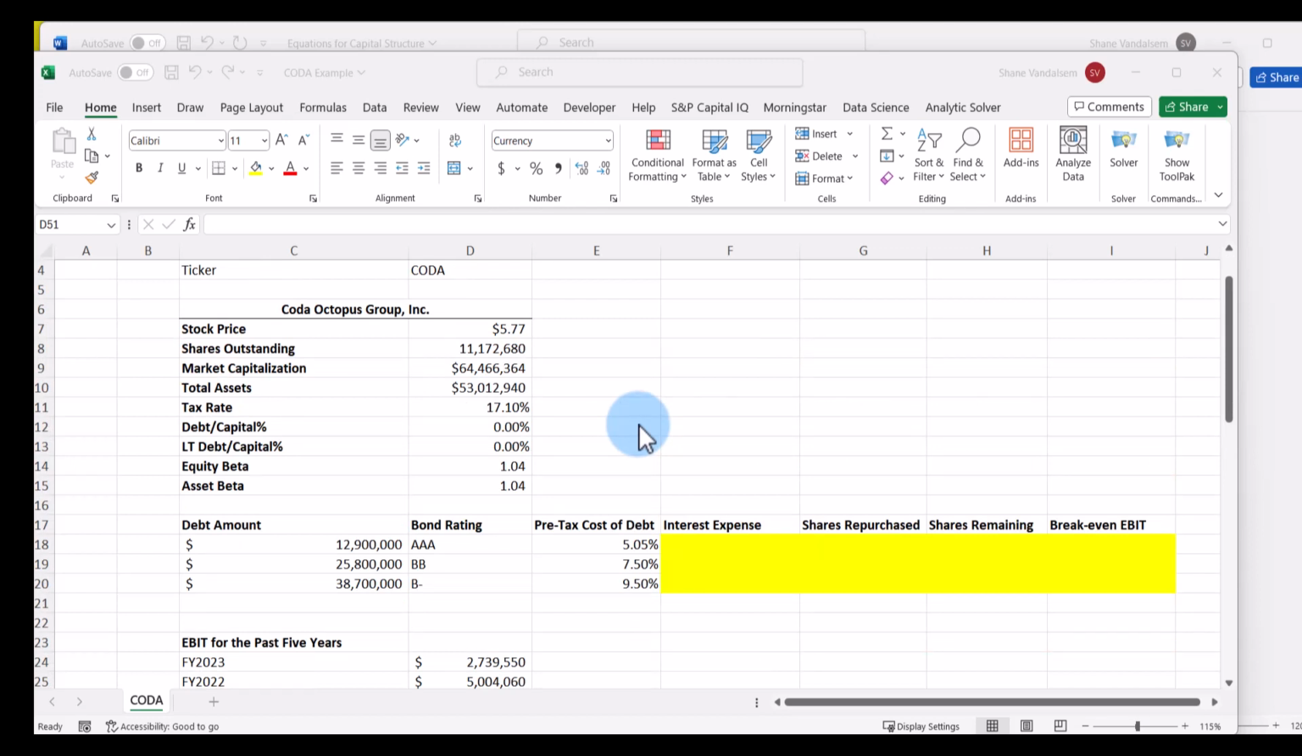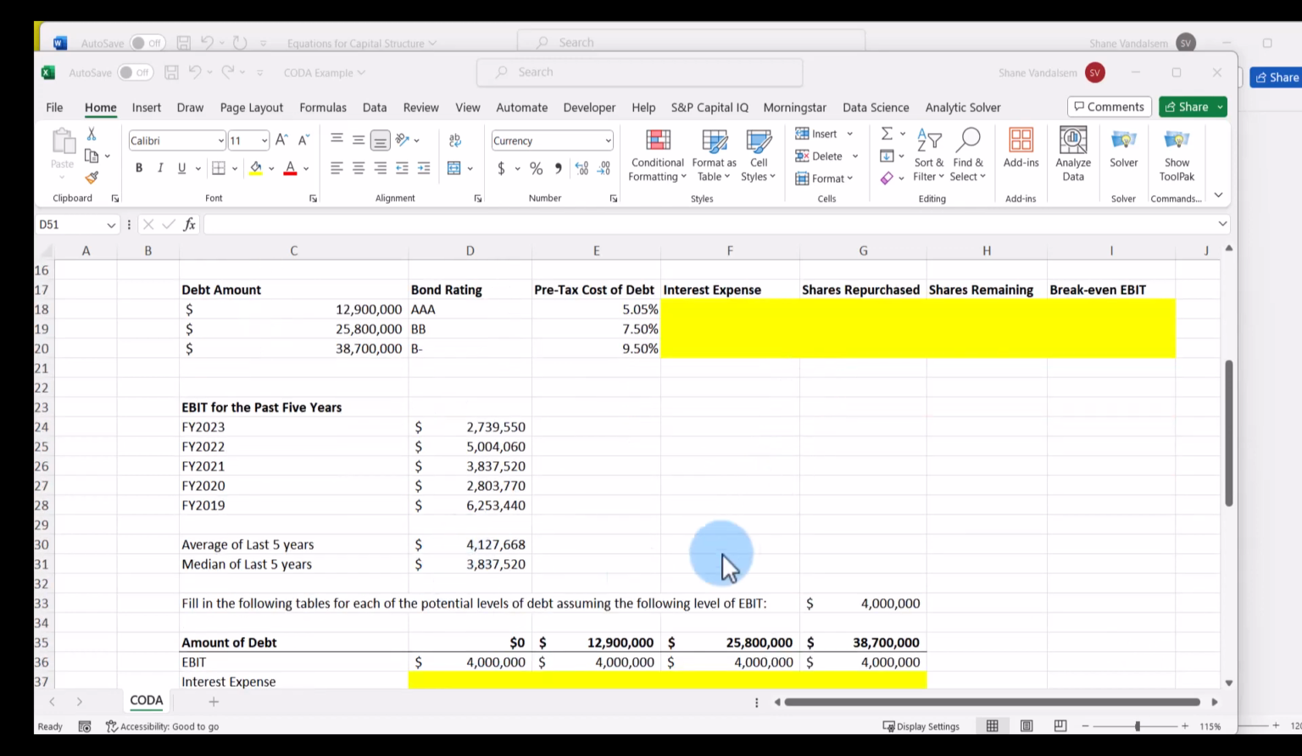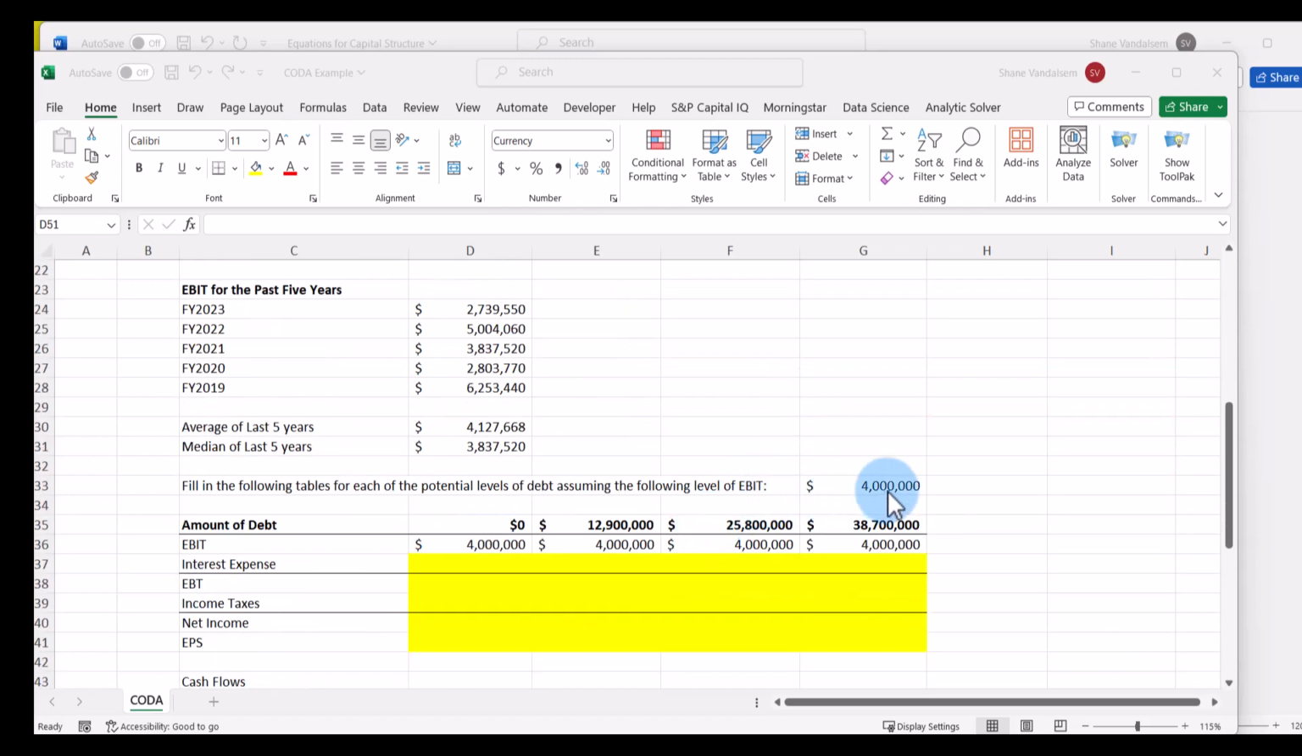We're going to be evaluating the different levels of debt using different techniques. One technique is that we're going to calculate the break-even EBIT for the firm, and then use a moderate level of EBIT for the firm to evaluate the different levels of earnings per share for stockholders at the different levels of debt.